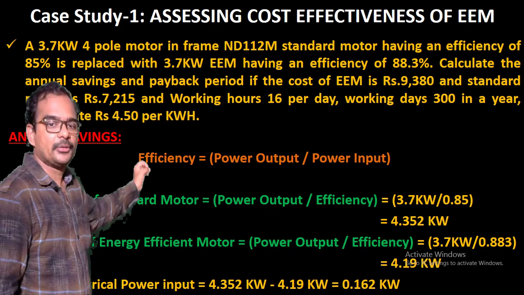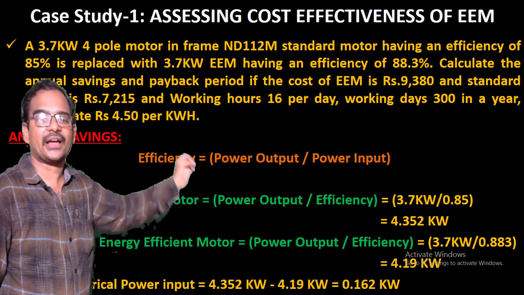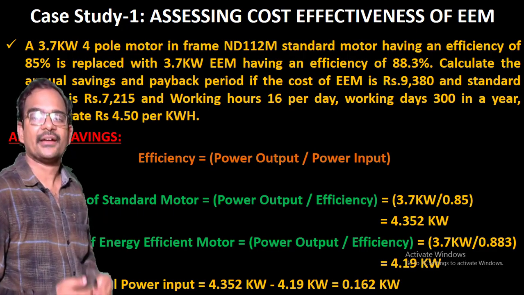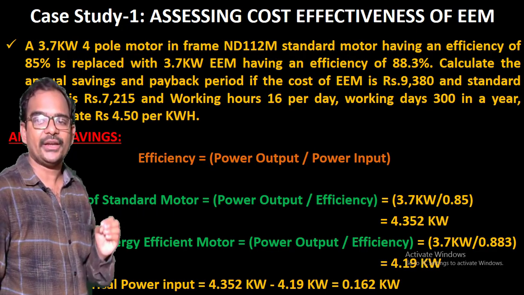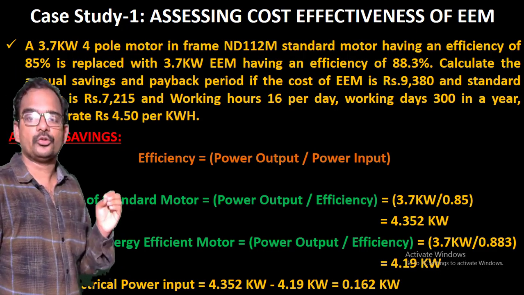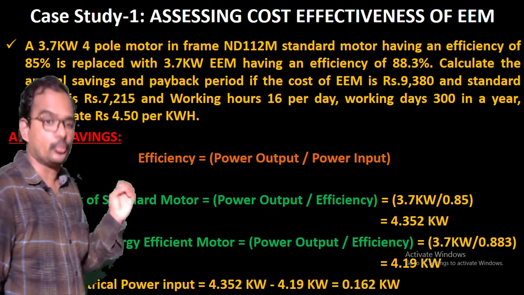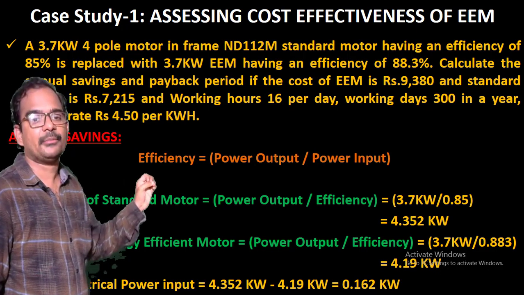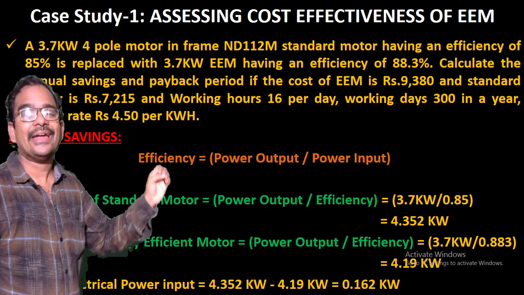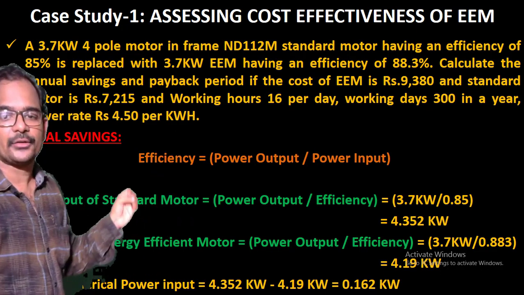So the power input of a standard motor is given by the mechanical power output by the efficiency of a standard motor. What is the mechanical power output? 3.7 kilowatt. What is the efficiency of a standard motor? 0.85. So 3.7 kilowatt by 0.85 comes out to be 4.352 kilowatts, the power input to the standard motor. Fine. Now let's calculate the power input of the energy efficient motor. It will be given by mechanical power output by efficiency of the energy efficient motor. So 3.7 kilowatt by 0.883, that is 88.3%, and you get 4.19 kilowatt.